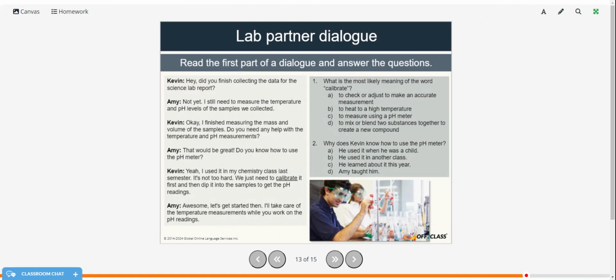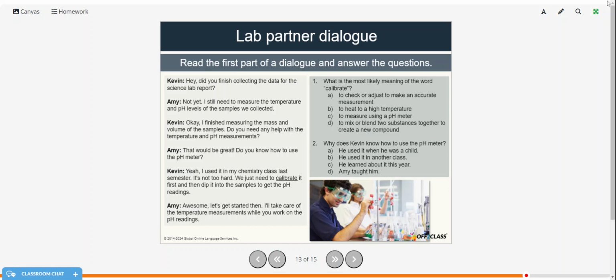Hey, did you finish collecting the data for the science lab report? Not yet. I still need to measure the temperature and pH levels of the samples we collected. Okay, I finished measuring the mass and volume of the samples. Do you need any help with the temperature and pH measurements? That would be great. Do you know how to use the pH meter? Yeah, I used it in my chemistry class last semester. It's not too hard. We just need to calibrate it first and then dip it into the samples to get the pH readings. Awesome. Let's get started then. I'll take care of the temperature measurements while you work on the pH readings.